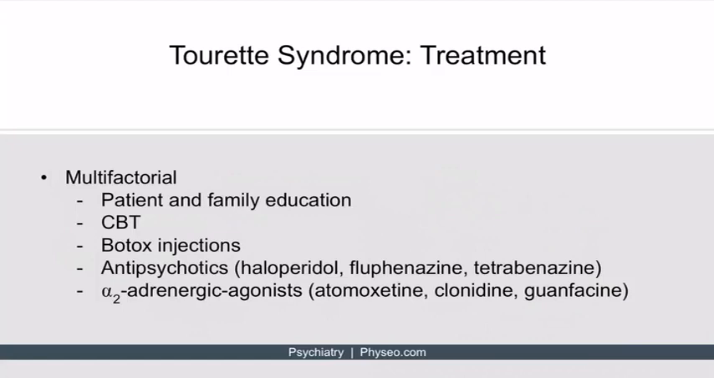The treatment for Tourette syndrome is multifactorial. It includes patient and family education, CBT, Botox injections for muscle spasms, antipsychotic drugs such as haloperidol, fluphenazine, and tetrabenazine, as well as alpha-2 adrenergic agonists such as atomoxetine, clonidine, and guanfacine. These can be helpful in tic suppression, and they're also used to treat ADHD.